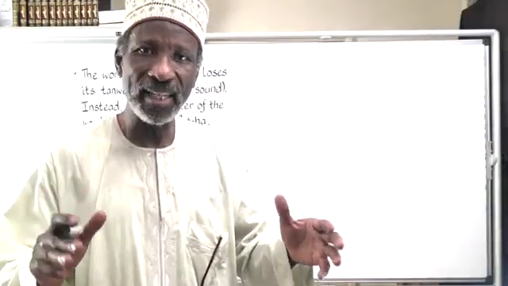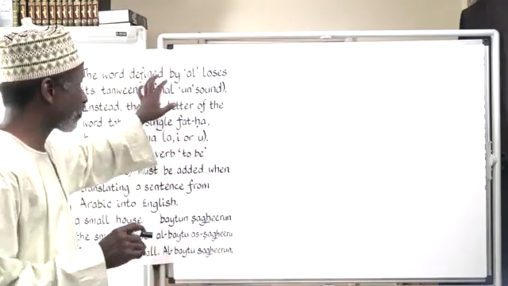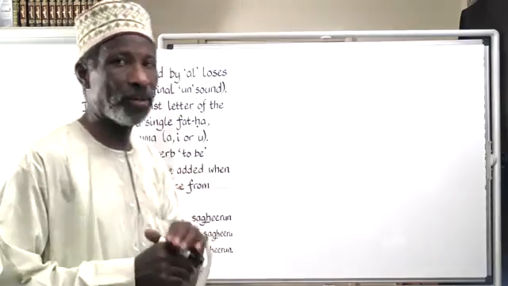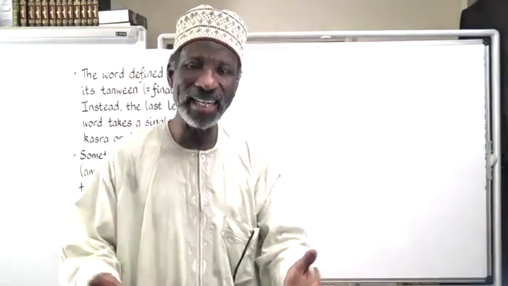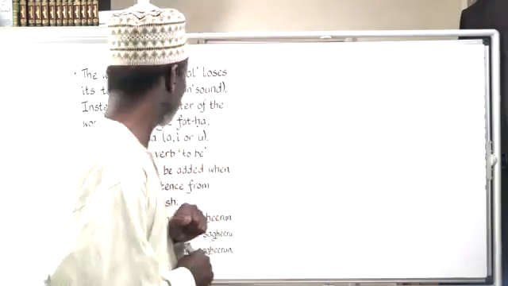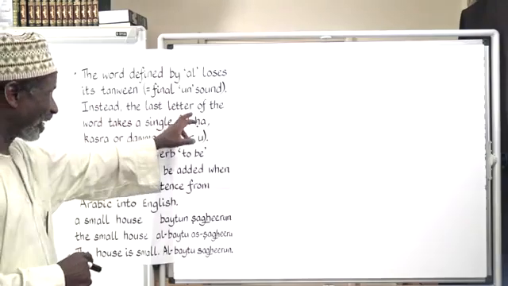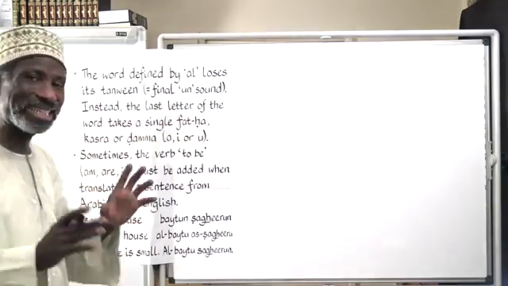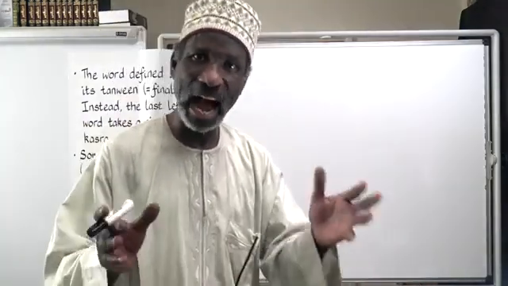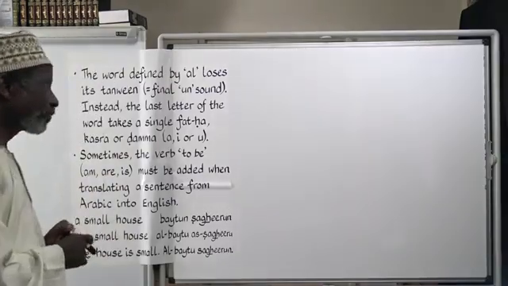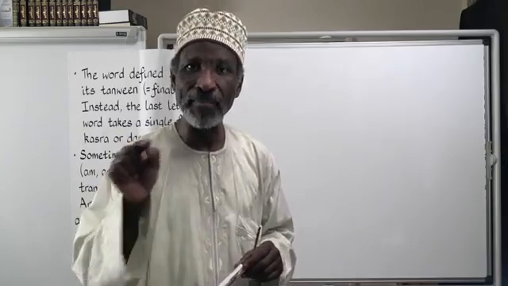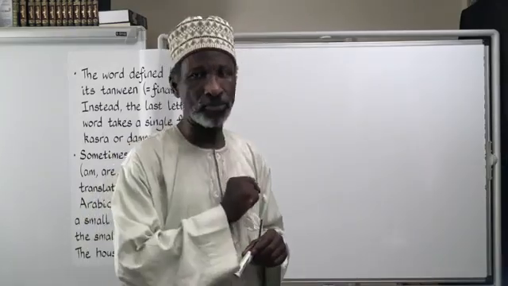Please remember that the word defined by L loses its tanween. You cannot combine L with un or in or an. Instead, the last letter of the word takes a single fatha, dhamma, or kesra, as might be appropriate. For instance, you cannot say al-baytun. No, you have to say al-baytu, a single vowel.